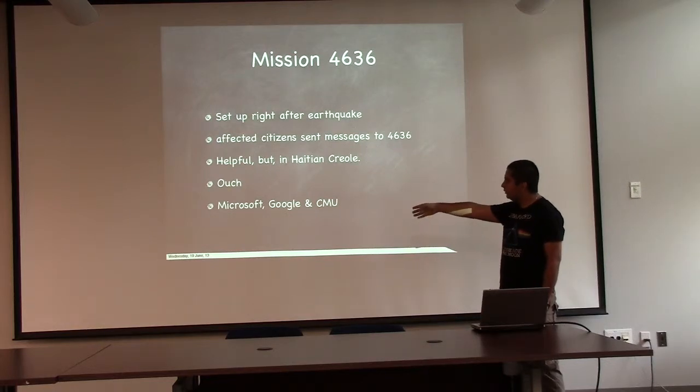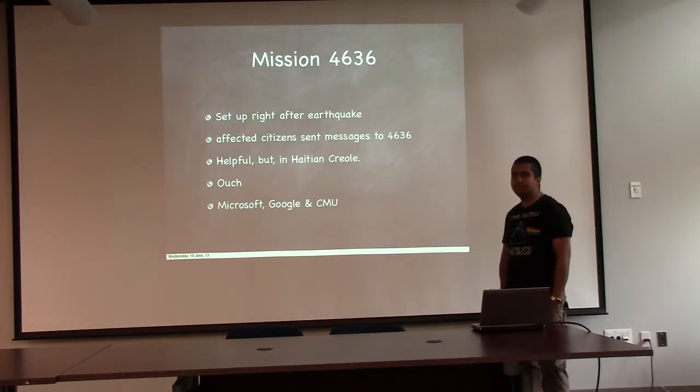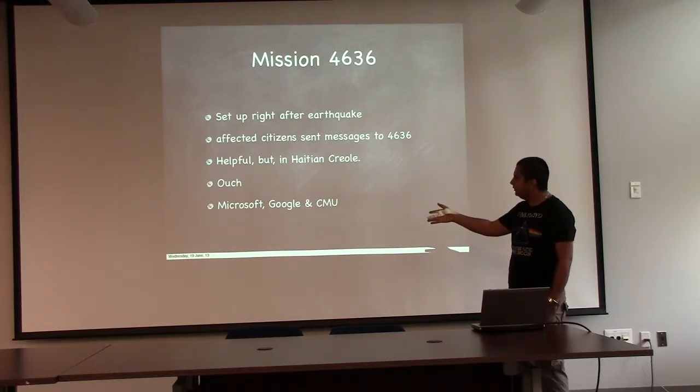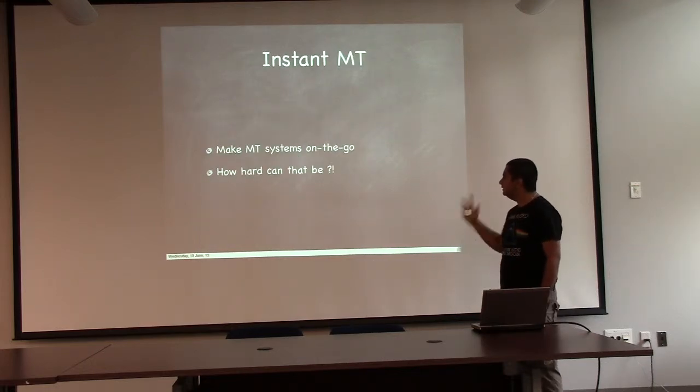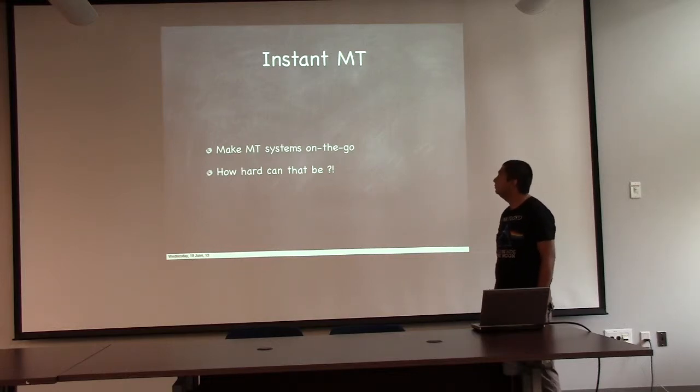Within 5 days, Microsoft and Google released their MT systems, but that did not perform so well because Haitian Creole is kind of a complicated language. It has its own grammar, which is mixed from several languages. So after this effort, the data was released in 2011, and everybody asked themselves if you could set up machine translation systems on the go, like instant systems, not take so many years to set it up.